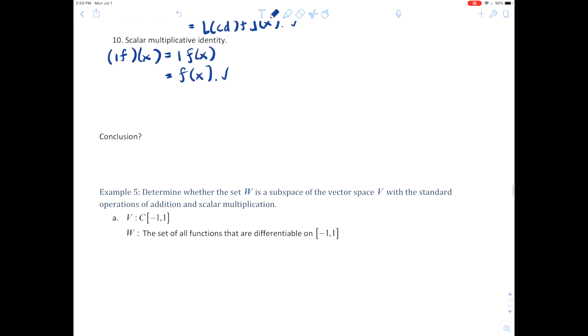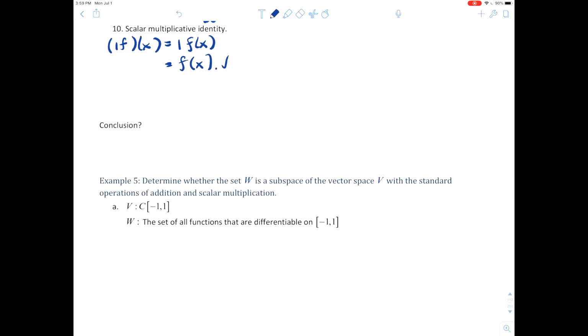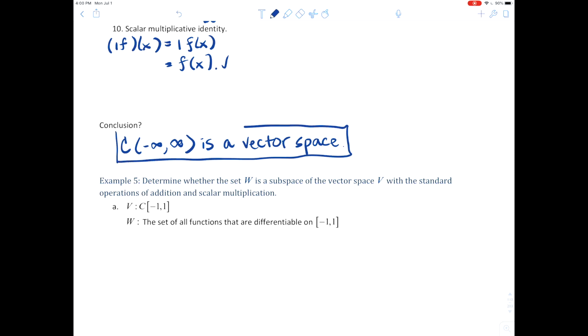And conclusion, what do you think? Well, they passed all the tests, right? So the set of continuous numbers on the real line is a vector space. So we can consider that to be a known vector space. And since we know it's a vector space, then we can find subspaces, right?